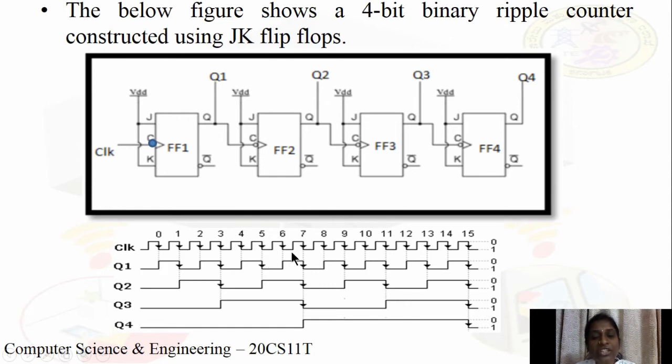For the negative edges, or the falling edges, the flip-flop state will change, and it reaches 15 clock pulses. For the first time, all the flip-flop output values, that is Q1, Q2, Q3 and Q4, will be in the 0th state, that is 0. The clock is entered to the first flip-flop. The Q1 value will be changed for every negative edge of the clock.